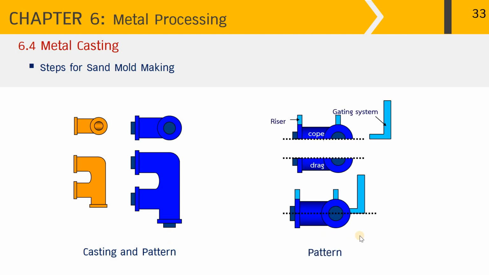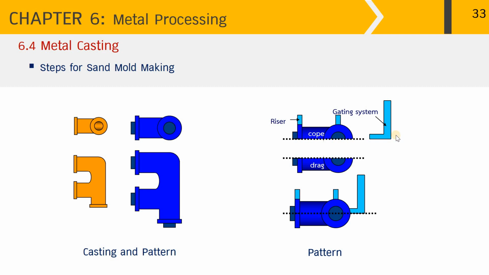So the picture on your right hand side shows the pattern that has been halved. Therefore, this dotted line is the parting line showing the top half and the bottom half. So the top half of the pattern will go to the cope or the top mold, and the bottom half of the pattern will go into the drag or the bottom mold.